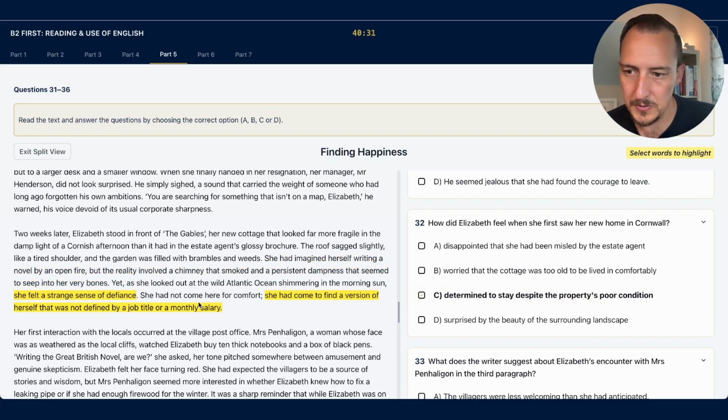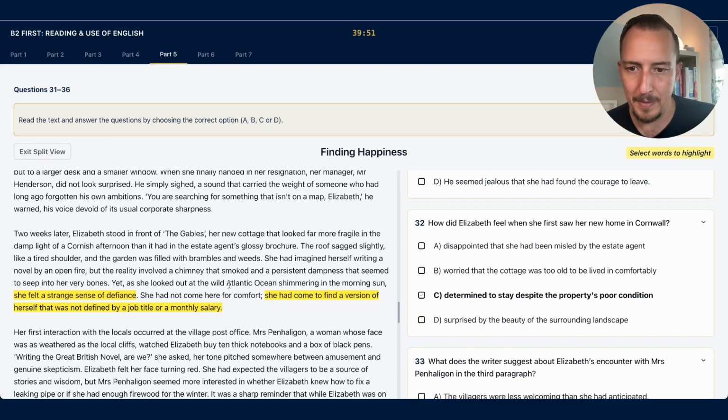So let's just take away those. So, despite the property's poor condition. Okay, so when you have a strong sense of defiance, you are determined to do something. And this is also supported later in the paragraph. She had not come here for comfort. She had come here to find a version of herself that was not defined by her job title or monthly salary. So yes, she is determined. She's got her own sort of reason for doing it. And she has a strange sense of defiance. Defiance means you're determined to do something. I think it's C. Let's rule out D though. Surprised by the beauty of the surrounding landscape.